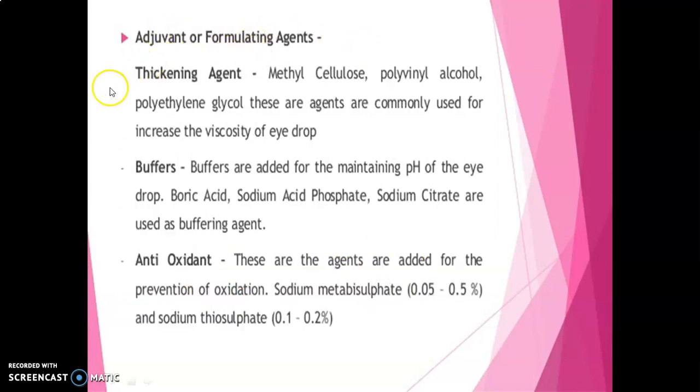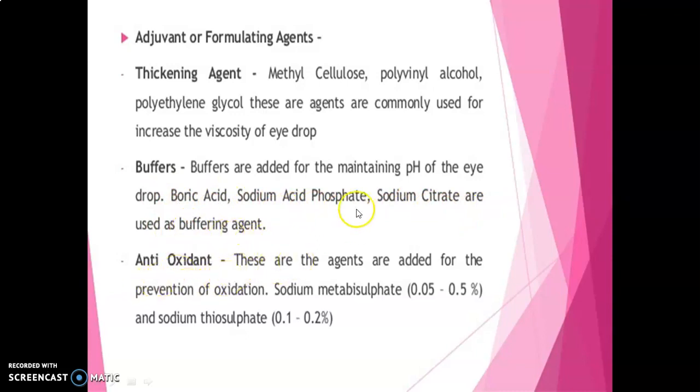Adjuvants or formulating agents. Thickening agents: methylcellulose, polyvinyl alcohol, polyethylene glycol, that is PEG. These agents are commonly used to increase the viscosity of the eye drop. Buffers are added for maintaining the pH of the eye drop. Boric acid solution, acid phosphate, and sodium citrate are used as buffering agents.